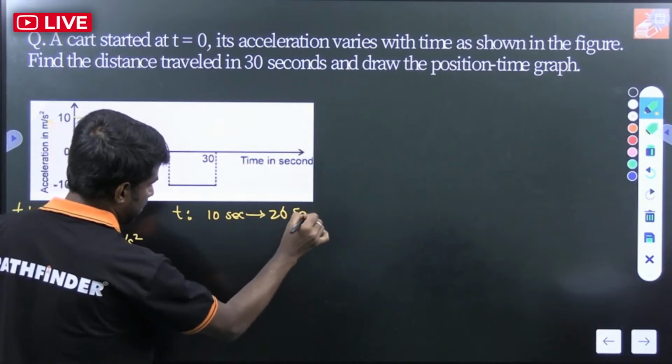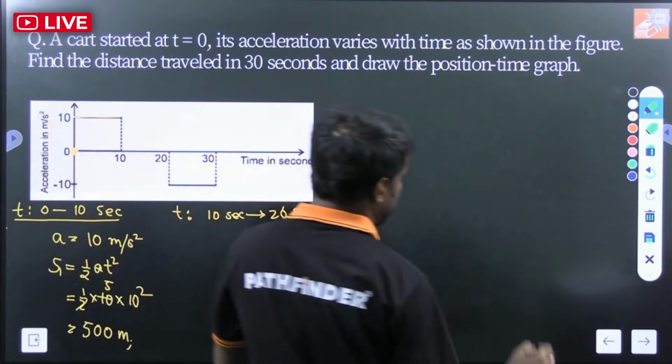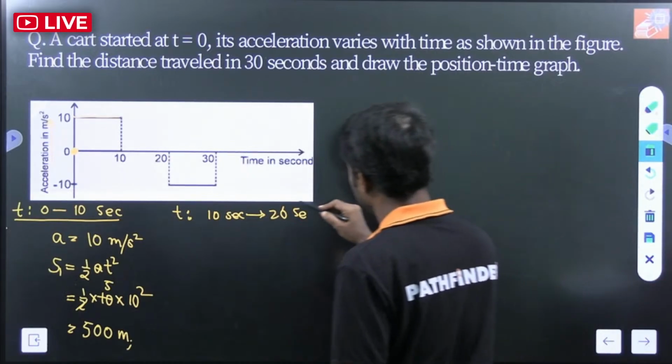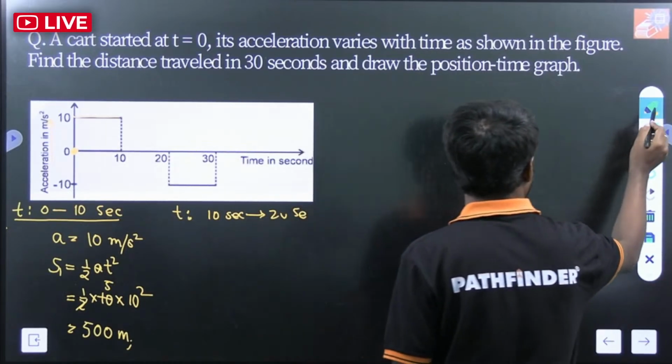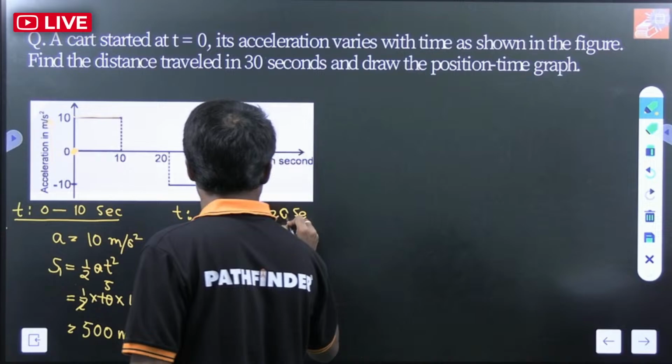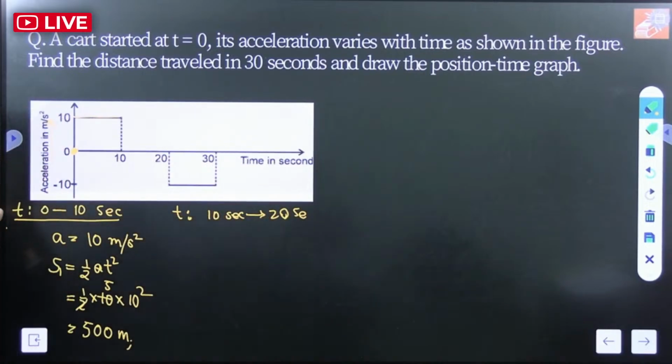So again now see that t time is 10 second to 20 second. So 10 to 20 second we will be finding the distance traveled by how much.